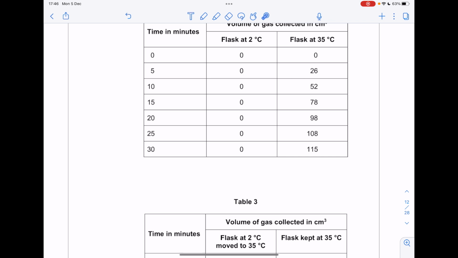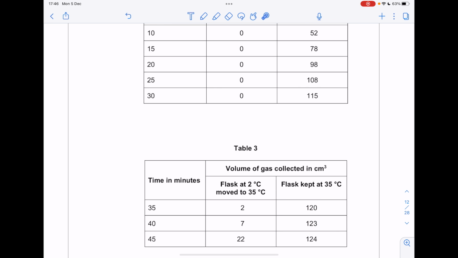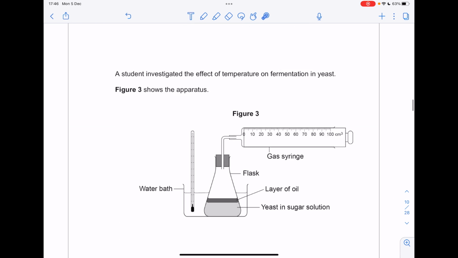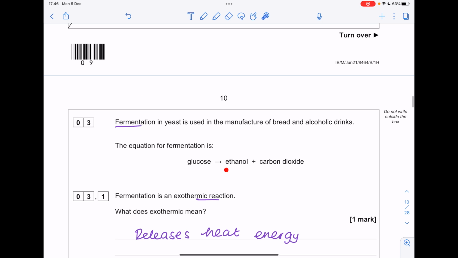So we need to try and work out why. Well, if you refer to this equation, we know that as well as carbon dioxide being made, we've also got ethanol being made, which is an alcohol, which is toxic at high concentration. So it's likely that's going to start killing the yeast.